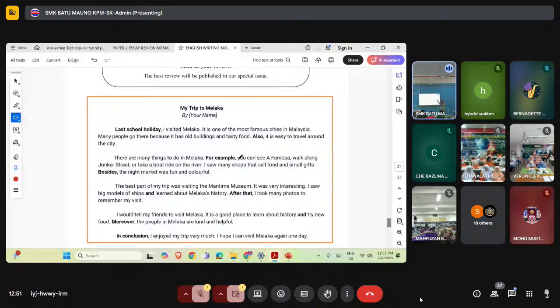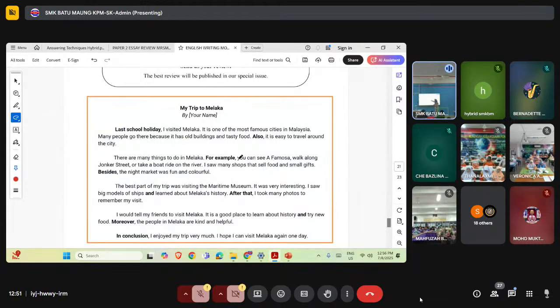What about paragraphing? Paragraphing, how many paragraphs here? 5. Only that it is short paragraphs. Okay, so can we give average marks? 3, 2 to 3. But look again at the sentence structure.